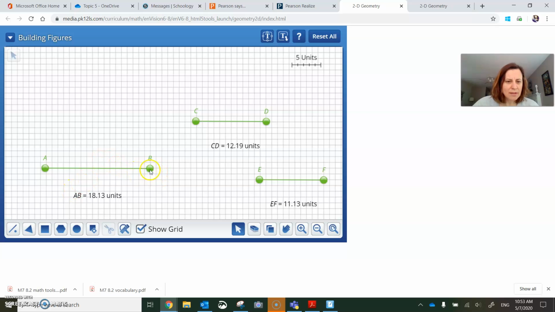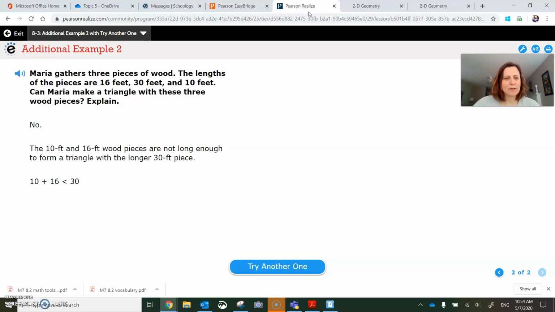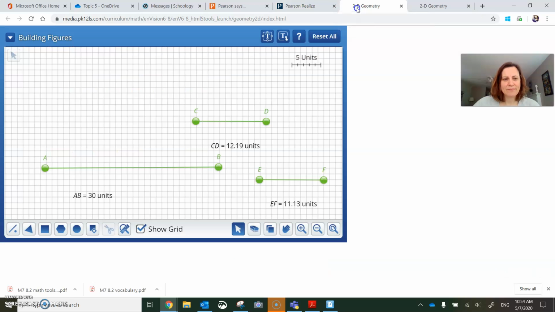I want this one to be 30. So I'm going to click on B and drag it until it says 30. I'm probably not going to be able to hit it. Whoa, there it was, right on the money. What do you know? All right. And then my other 2 sides were 10 and 16.